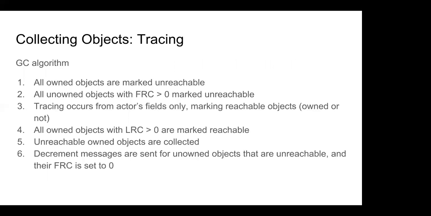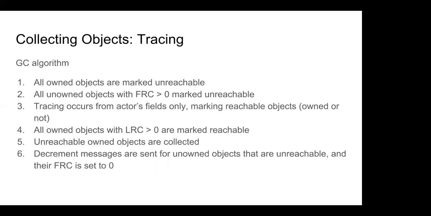So the garbage collection algorithm for objects looks like this. The first thing an actor does, when it's ready to garbage collect, is mark all of the objects that it owns as unreachable. The second thing that it does is, for all unowned objects with a foreign reference count of greater than 0, mark those as unreachable. Remember, the foreign reference count indicates that an object is not owned by the actor, but it's referred to by the actor.